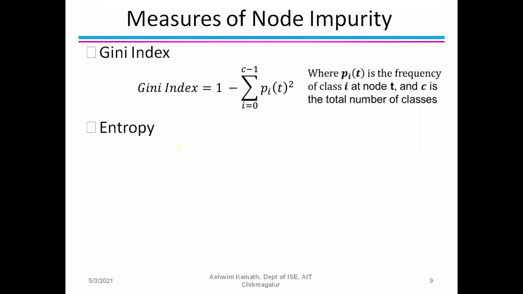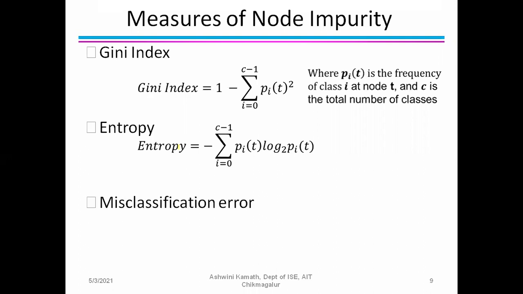And then the second one is entropy. We can calculate the entropy. Entropy is equal to minus the summation of i equal to 0 to C minus 1 of Pi of T into log Pi of T to the base 2. Okay, this is entropy. We'll discuss all these in detail. Then misclassification error. Classification error is equal to 1 minus the maximum of Pi of T. Okay, these are the 3 important formulas that we can use for checking the node impurity. We'll discuss all these in the next class.